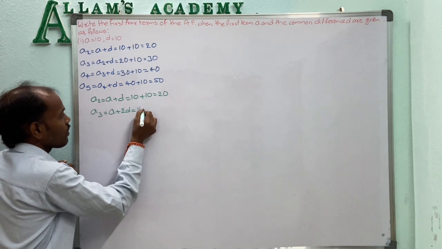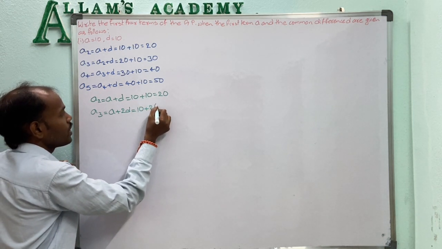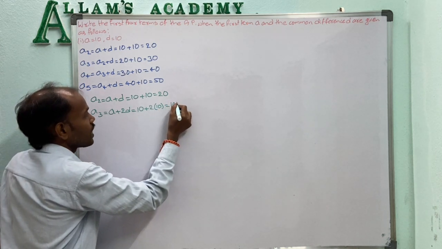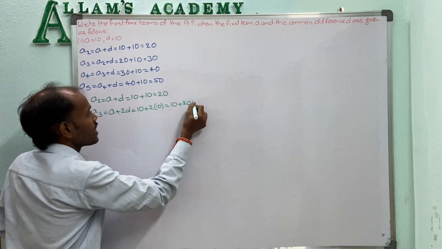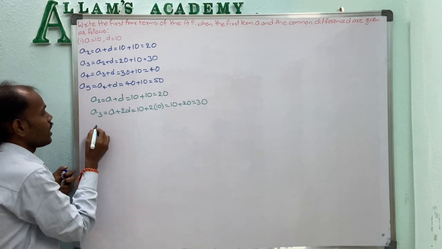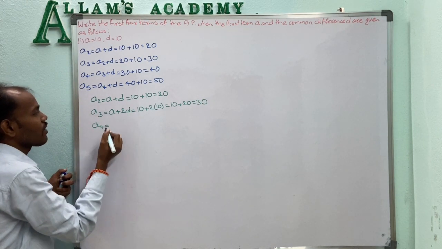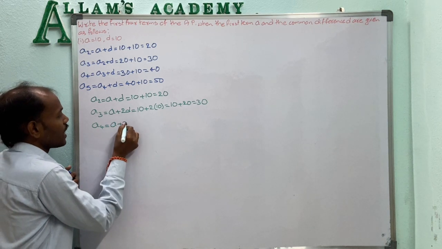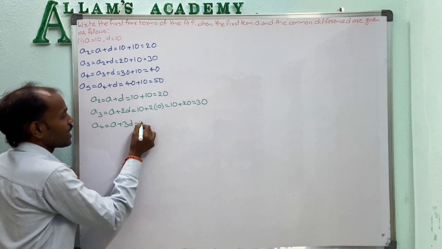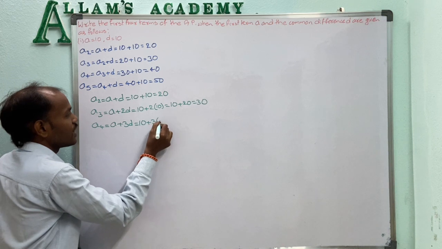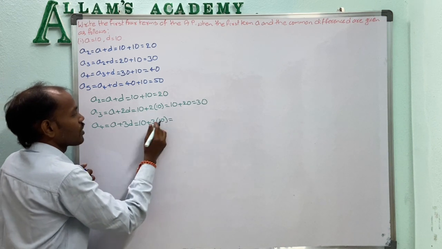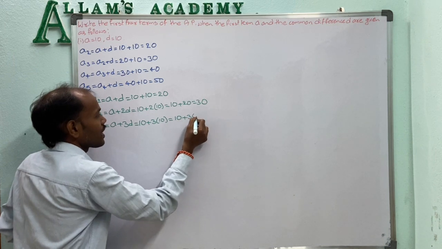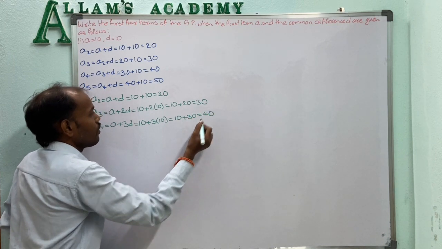So A equal to 10 plus 2 into D equal to 10. So 2 tens are 20. So 10 plus 20 is equal to 30. Now A4 is equal to A plus 3D. A equal to 10 and D is also equal to 10. So 3 tens are 30. So 10 plus 30 is equal to 40.